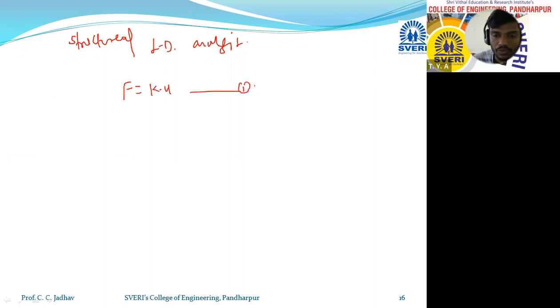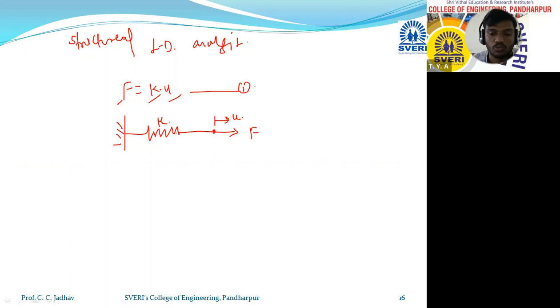This is the first equation. F means force, K is the stiffness constant, U is the displacement. You can take this as an example. This is one of the springs, with one end fixed and at the other end a load applied, a force, and this is the stiffness of the spring. Whatever force is applied, there will be some deformation, that is the displacement small u. According to this figure, we have written the equation force is equal to stiffness into displacement.